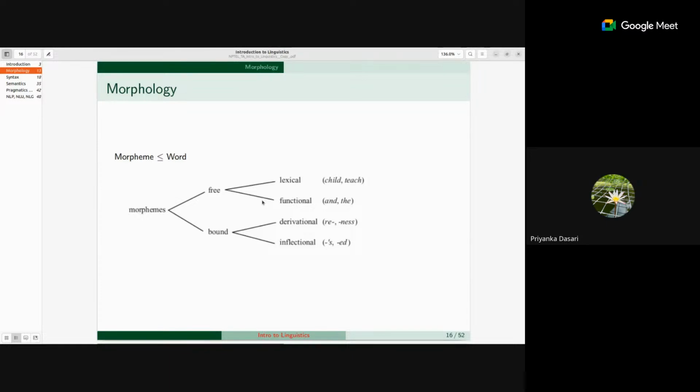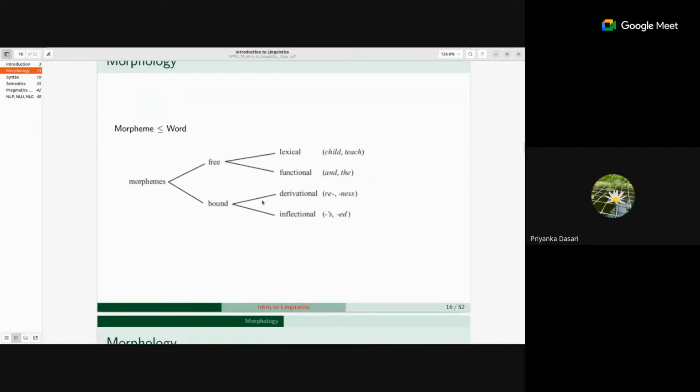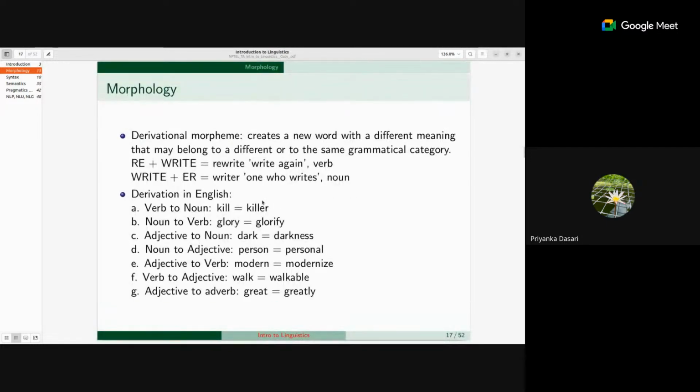Bound morphemes are derivational and inflectional. Derivational, in the sense that when derivational suffixes are added to words, they change the category from one category to another category. Derivational morphemes create a new word with a different meaning that may belong to a different or the same grammatical category.